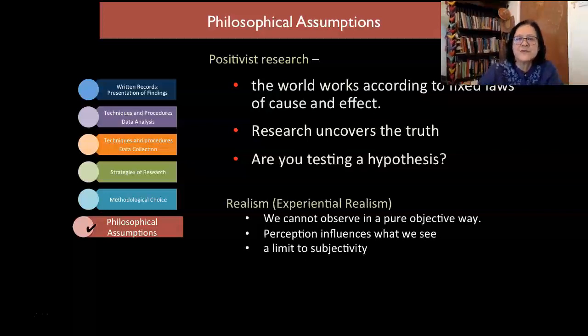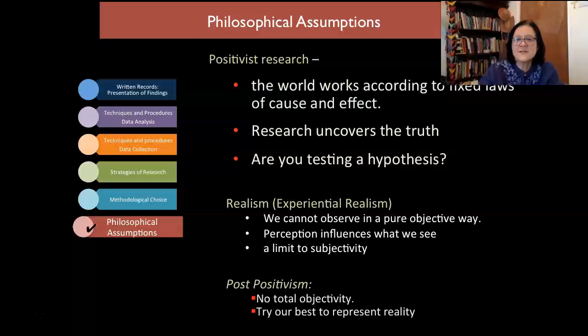Some have come to this understanding of realism, where they realize, hey, we cannot observe in a pure objective way. Perception influences what we see, and there is a limit to subjectivity. Right? So how we perceive things will influence how we see things. Post-positivism posits that there is no total objectivity. So we try our best to represent reality. Basically, it says that no one can ever be totally objective. And this is very important for our research.